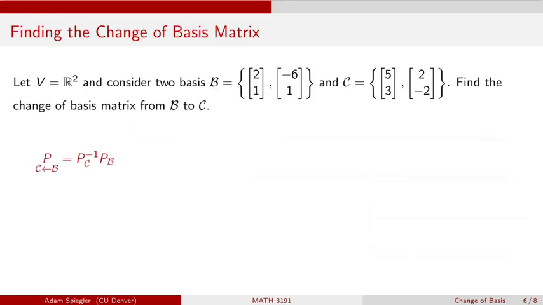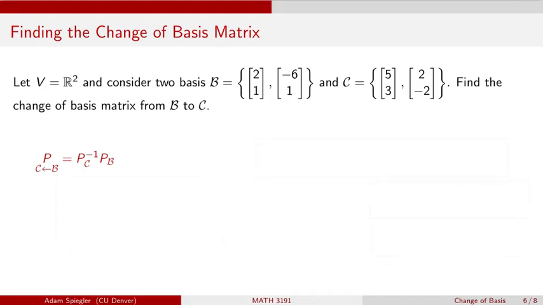Okay, so let's take a look at this example that we have been working with, where our vector space V is R2 and we've got two different bases. Basis B has vectors (2, 1) and (-6, 1). And basis C has vectors (5, 3) and (2, -2). And we want to come up with the change of basis matrix from B to C.